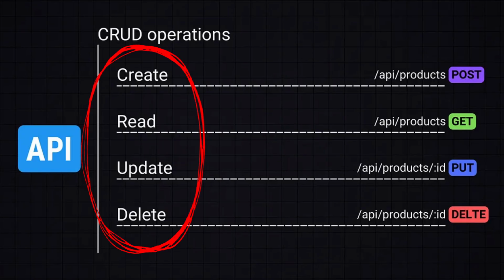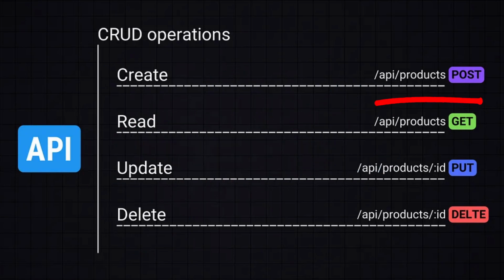CRUD. Create, read, update, delete. These 4 operations are the building blocks of any API. Think of it as your API's ABCs. POST /api/products, you send product details and voila, it's added.